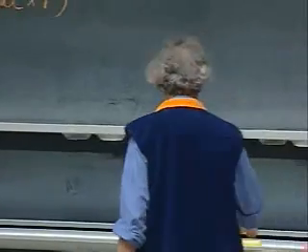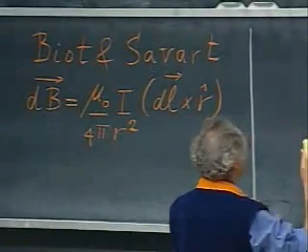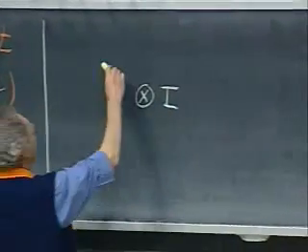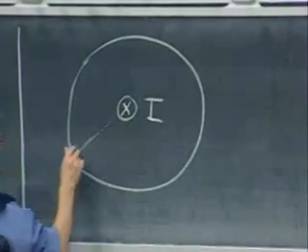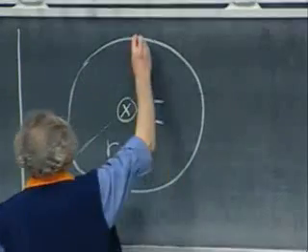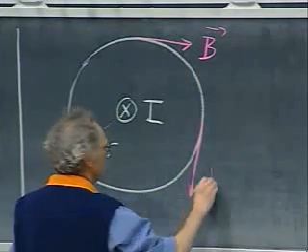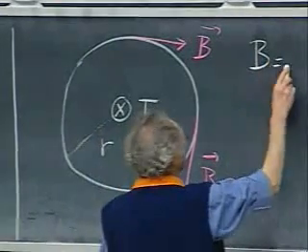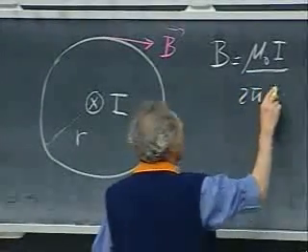We've seen last time, using Biot and Savart's formula, that if you have a current going straight into the blackboard, perpendicular to the blackboard, we get a magnetic field at a distance r. The magnetic field is tangential to the circle, and the strength of that magnetic field equals mu0 times I divided by 2 pi r.